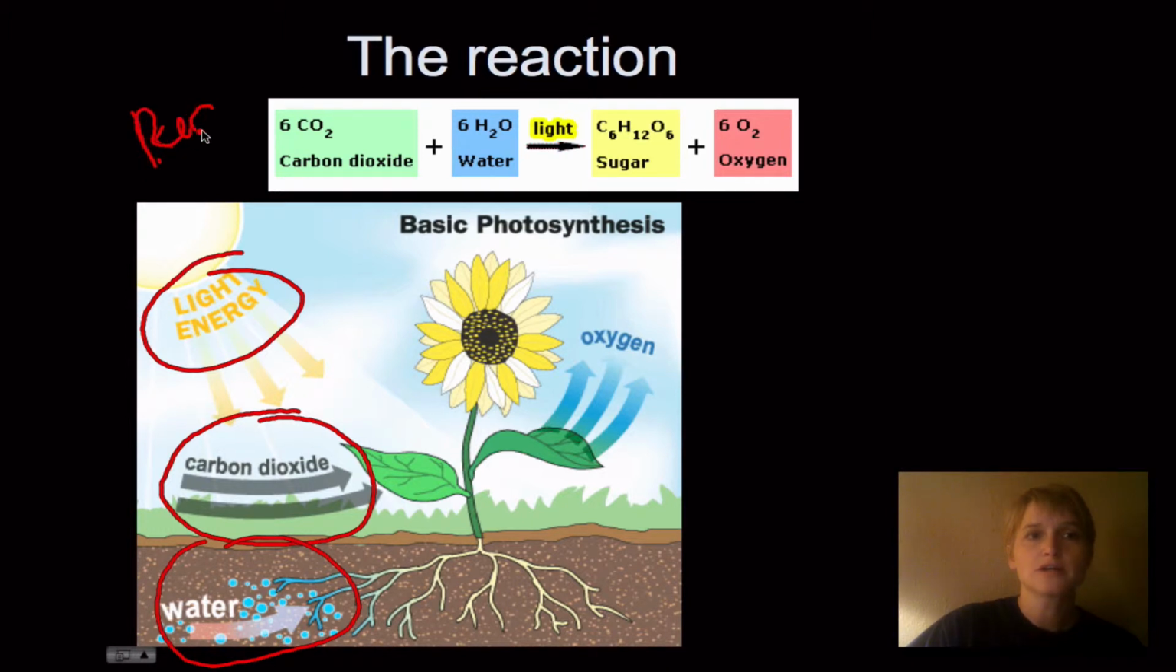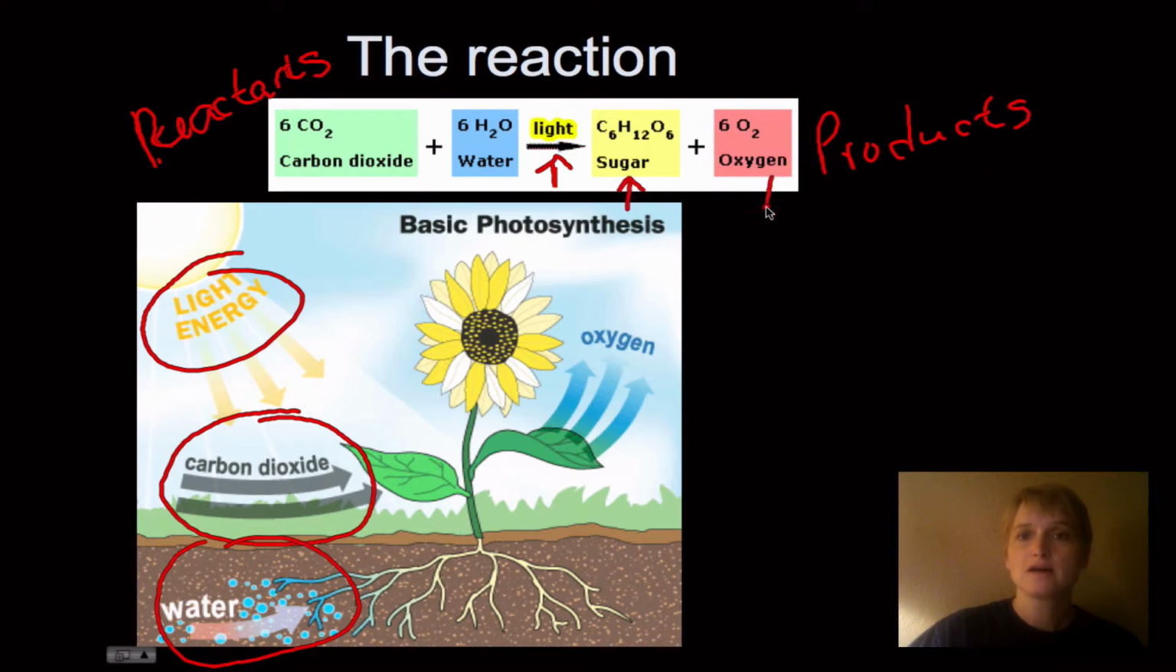Get my pen to work here. These are the reactants, and they're essential to this reaction. And then the reaction occurs as indicated by this arrow. And then over here we have the products of the reaction. And the products are sugar and oxygen.